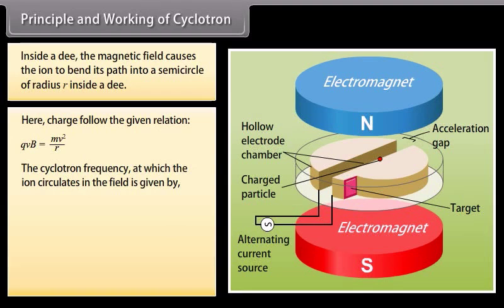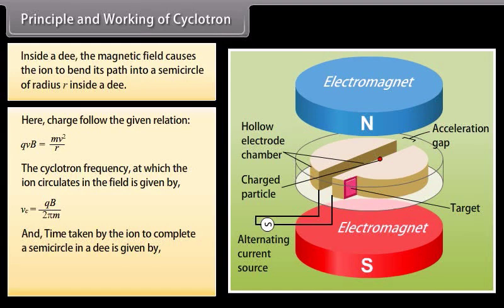The cyclotron frequency at which the ions circulate in the field is given by QB/2πm. And the time taken by the ion to complete a semicircle in a D is given by πm/QB. At resonance condition, the ion arrives between the Ds exactly in time to be repeatedly accelerated and gains energy. This energy gain does not affect the resonance condition except increasing the orbit size.